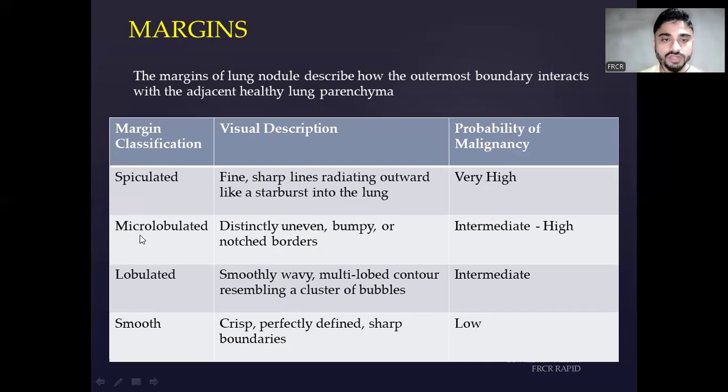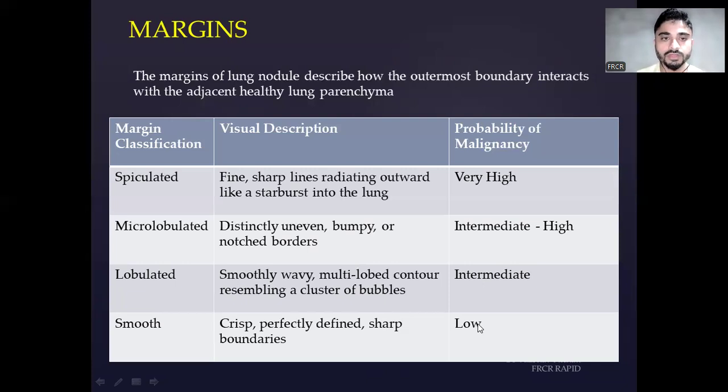If the margins of the lung nodule are microlobulated, that means distinctly uneven, bumpy and notched borders, then the probability of malignancy is intermediate to high. If the margins are lobulated, that means smoothly wavy, multi-lobed contour resembling a cluster of bubbles, then the probability of malignancy is intermediate. If it is smooth, that means crisp, perfectly defined, sharp boundaries, then the probability of malignancy is low.